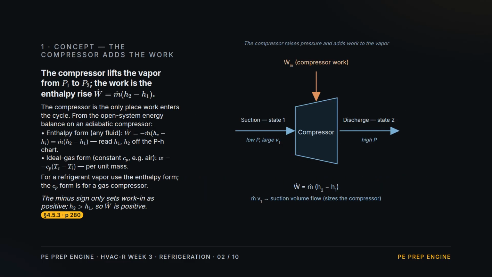Concept 1. The compressor adds the work. It's the only place work enters the cycle. So on an adiabatic compressor, the energy balance gives the work as the enthalpy rise: mass flow times H2 minus H1, with the enthalpies read straight off the pH chart. There's also a temperature form, work equals minus Cp times the temperature rise. But that's for an ideal gas like an air compressor. For a refrigerant vapor, use the enthalpies.